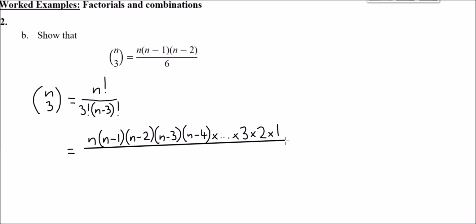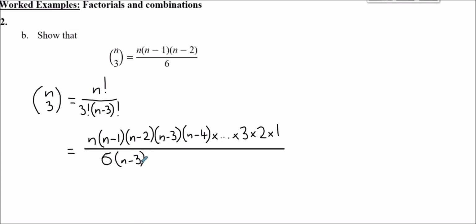We need to link this to n minus 3 factorial. Well, 3 factorial is 3 times 2 times 1, which is 6. So we can write the 6 there. Then n minus 3 factorial means we start at n minus 3 and multiply by every integer below that. So the next integer below n minus 3 is n minus 4, then n minus 5, and so on, all the way down to 3 times 2 times 1.